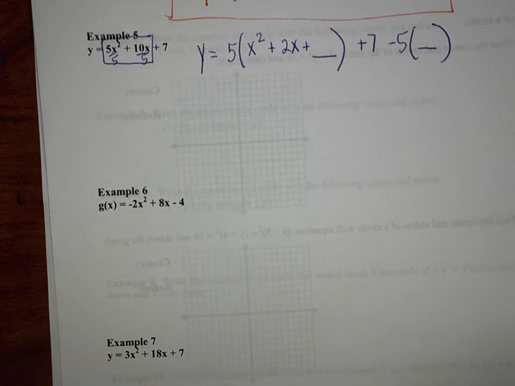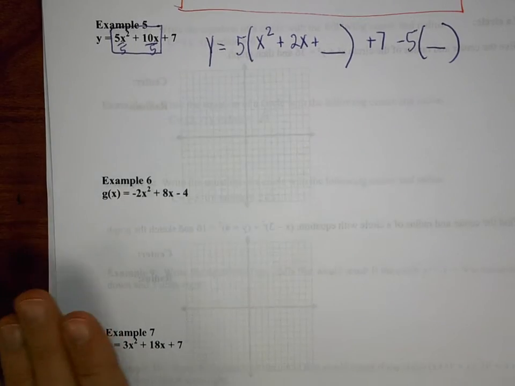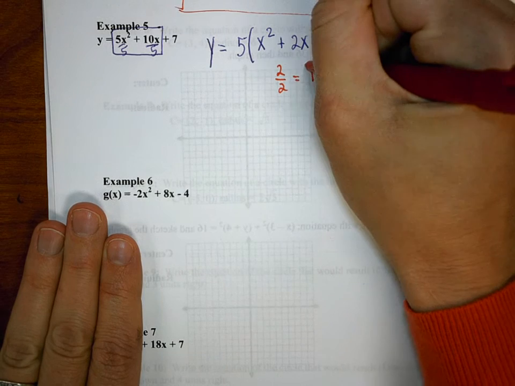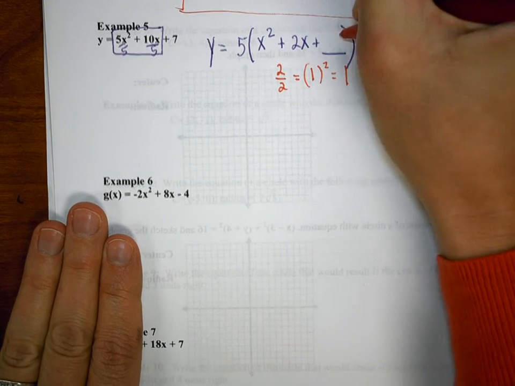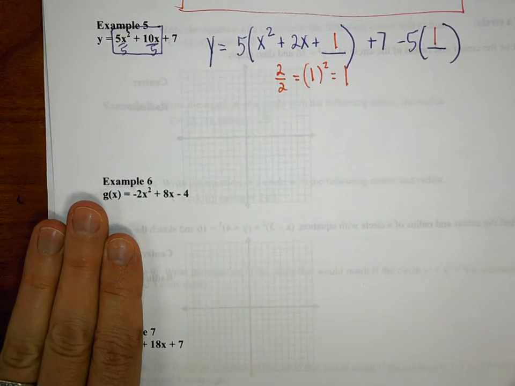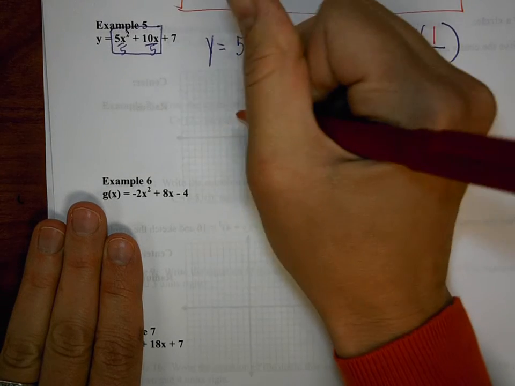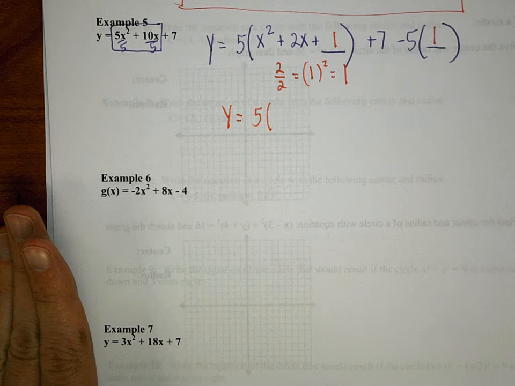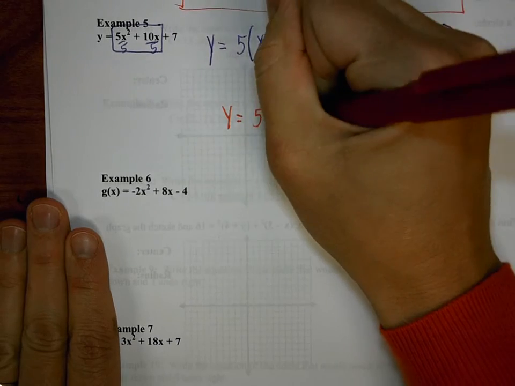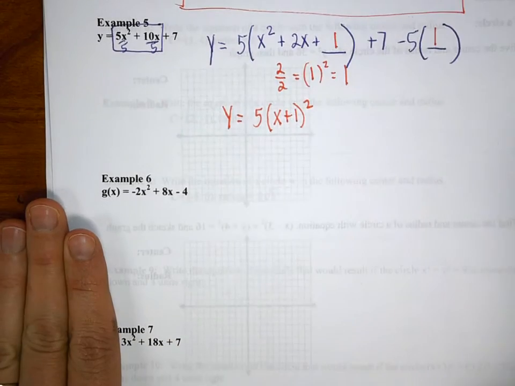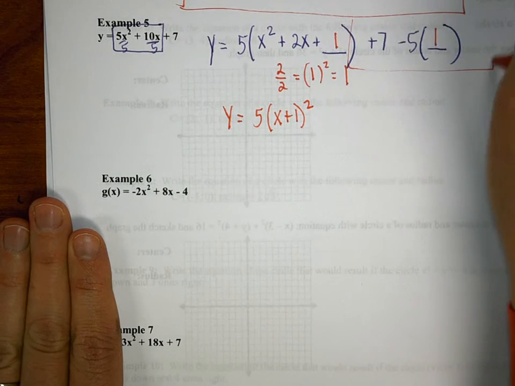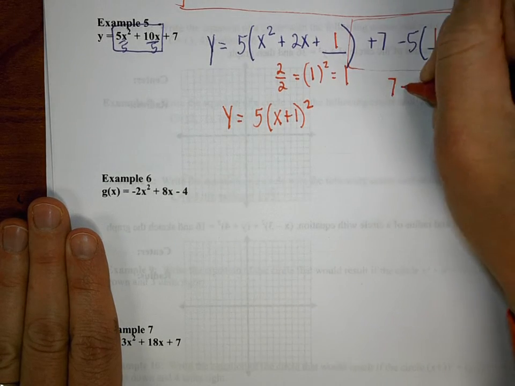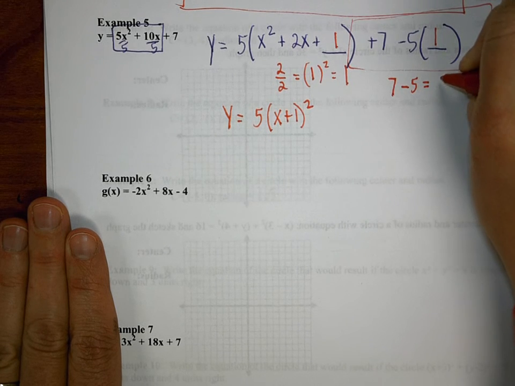So what will I do? Divide 2 by 2. Good. 2 divided by 2 equals 1, and 1 squared is 1. So 1 goes in each of these blanks. So now when I write my equation, y equals 5 parenthesis, and what will be in my parentheses? X plus 1 squared. And then over here, this means we have 7, and then negative 5 times 1 is negative 5, and 7 minus 5 is plus 2.